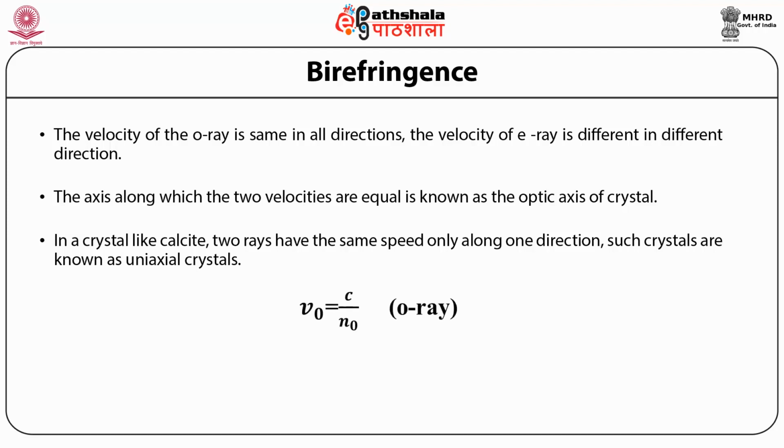Here, v_O is equal to c by n_O, and v_E is equal to the square root of sin square theta divided by (c by n_E) square plus cos square theta divided by (c by n_O) square, for the E ray, where n_E and n_O are constants of the crystal and theta is the angle with the optic axis. c by n_E and c divided by n_O are the velocities of the E ray when it propagates parallel and perpendicular to the optic axis respectively.